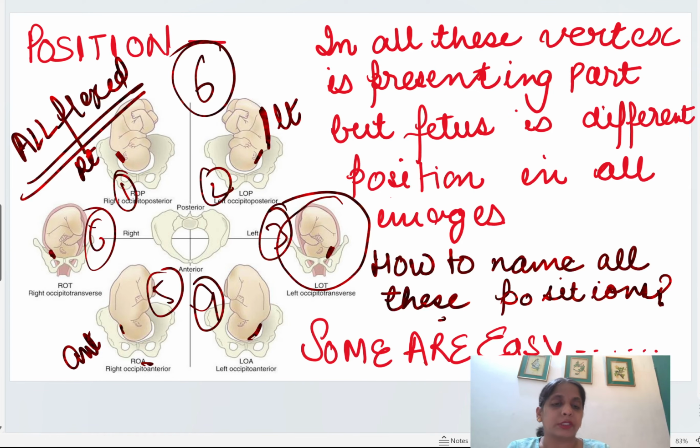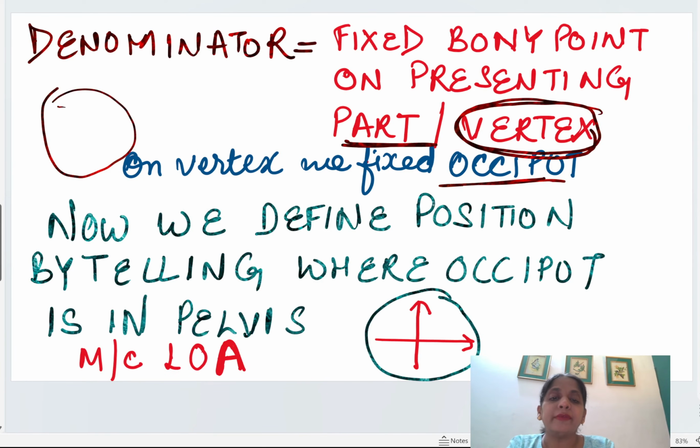All the obstetricians, to tell the position, will always tell where the occiput is, because we have assigned the denominator, the bony fixed point, as the occiput on the vertex presenting part. Here it is left occiput posterior: the occiput is on the left side plus it is posterior. We define the position by telling where the occiput is in the pelvis: left or right side of the pelvis, anterior or posterior.